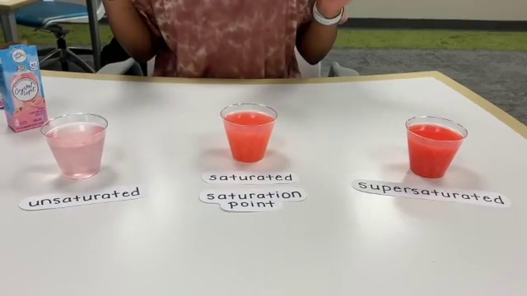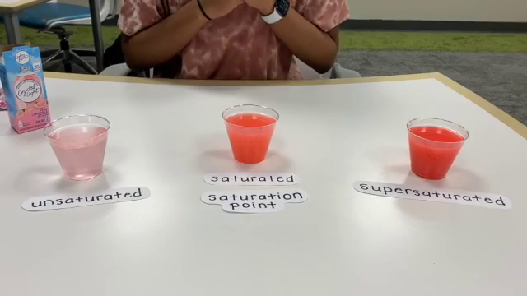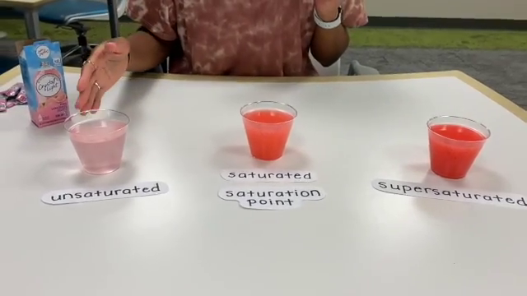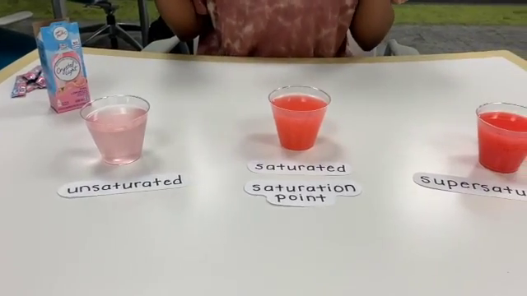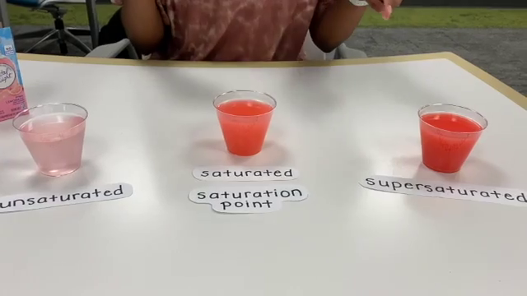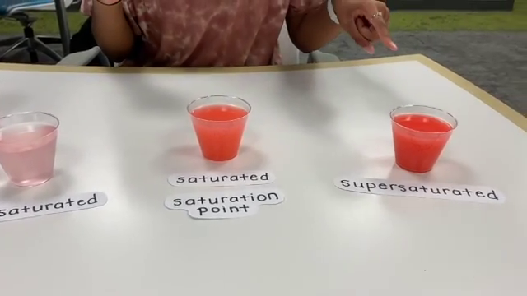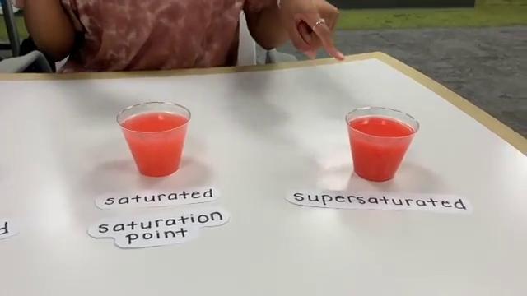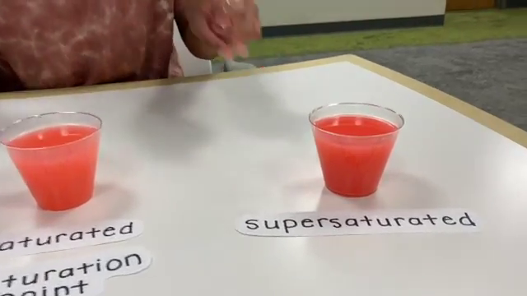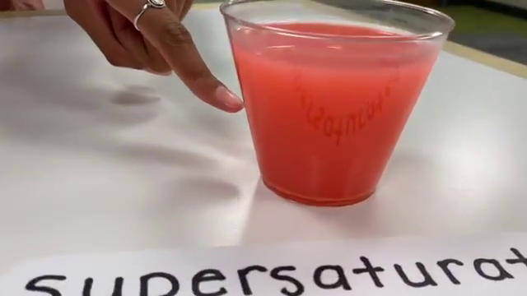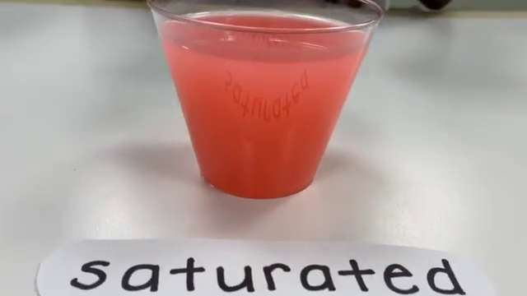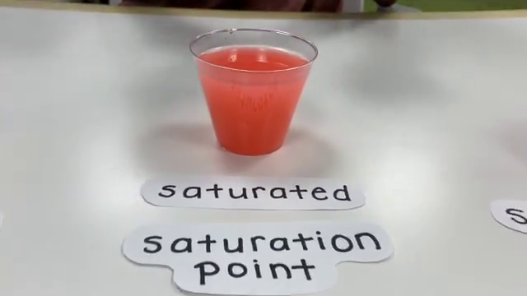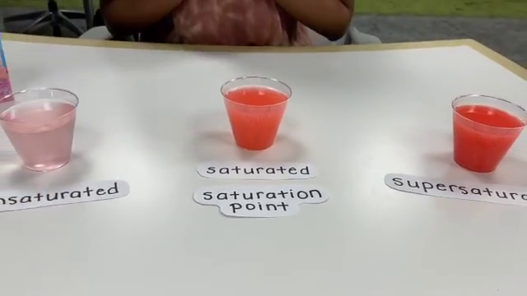Okay. Just to wrap things up, we're just going to do a run through of everything that we just did. So here we have our unsaturated solution, and as we can see, it's a lot lighter and a lot more diluted compared to our saturated and supersaturated solution. And over here we have our supersaturated solution. And here we know it's our supersaturated solution because we have extra drink mix that settled at the bottom, compared to the saturated solution where we reached our saturation point, the max point of solute that could be dissolved in the solvent.